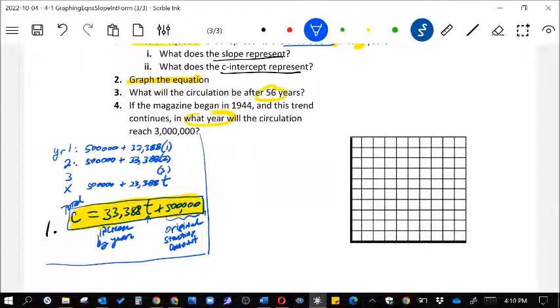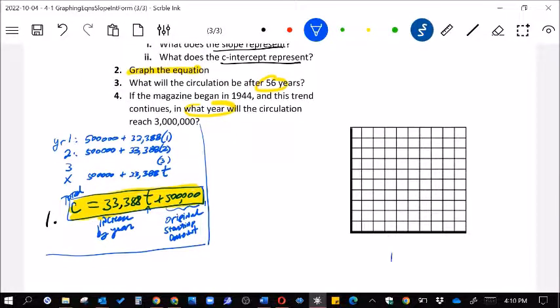Okay, now let's graph it. We're going to graph it. We'll figure out what numbers to put in here. Right, so we're going to know that this is time. I'll graph it, starting with black. The time, and that's in years. And this one's the circulation.